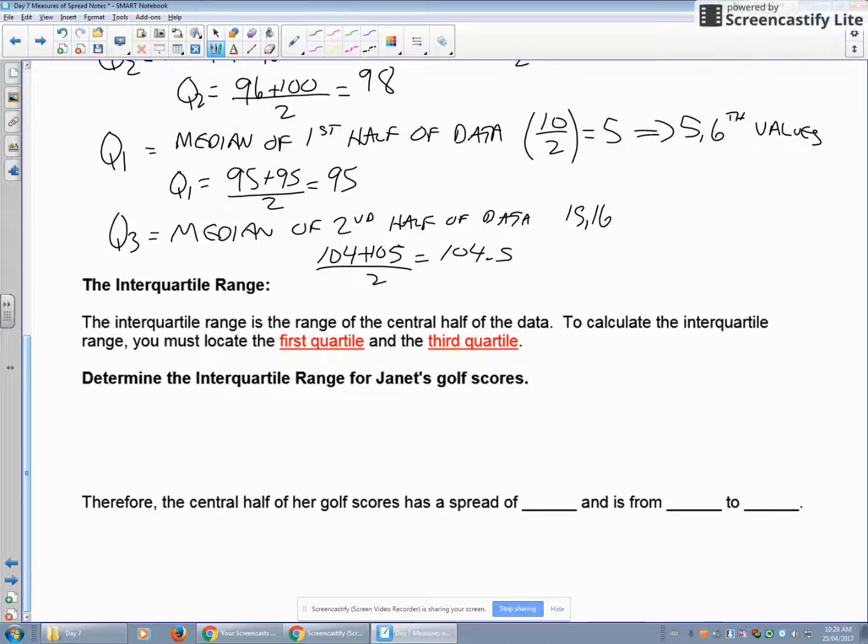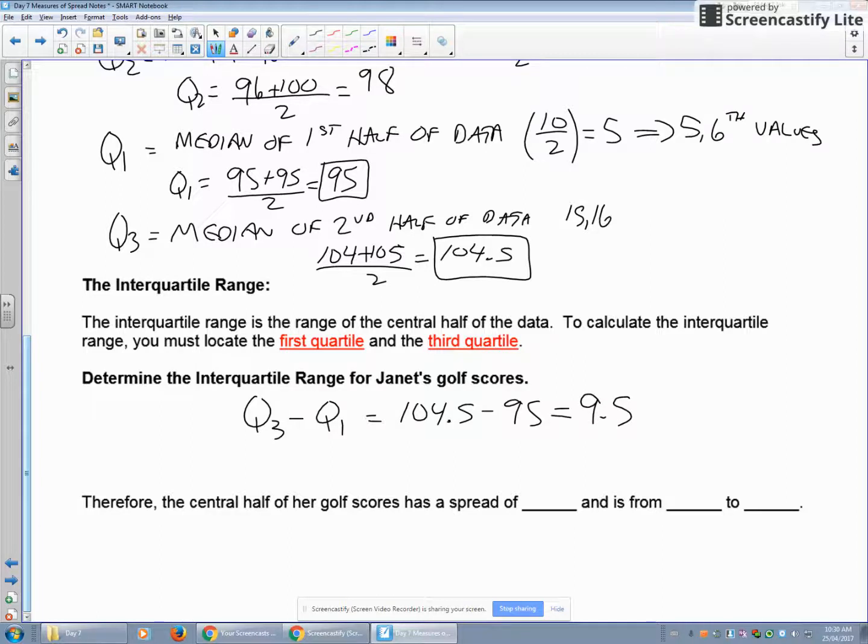So I simply say this is Q3, subtract Q1, which from our values, Q3 had a value of 104.5, right? This is 104.5. Our Q1 was 95. So our interquartile range is 9.5 strokes. Therefore, the central half of her golf scores has a spread of 9.5 and is from 95 strokes to 104.5 strokes. That is the interquartile range.